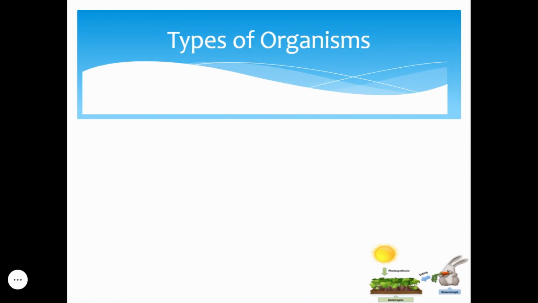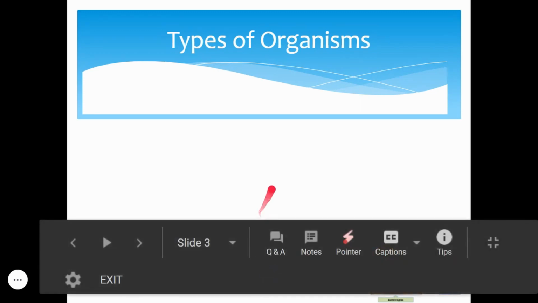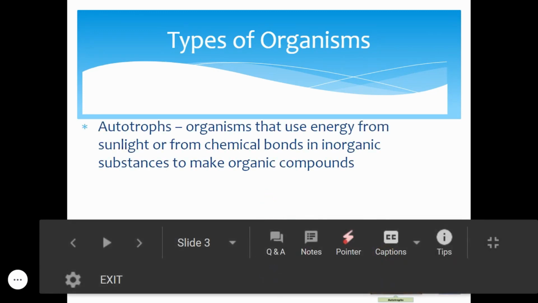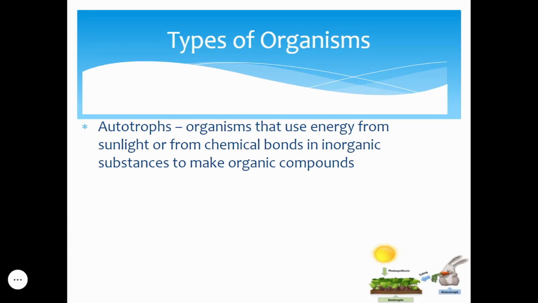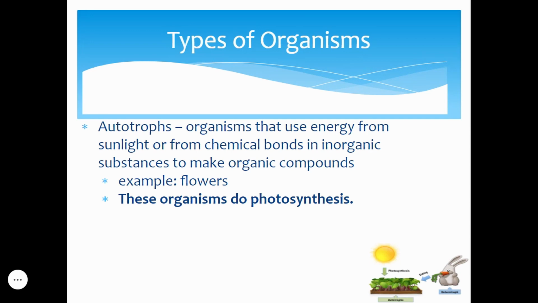There are two different types of organisms. The first type of organism is an autotroph. Autotrophs are organisms that use energy from the sun, or they can use energy from chemical bonds in substances to make organic compounds. Examples of these organisms are flowers. These organisms do a process called photosynthesis.